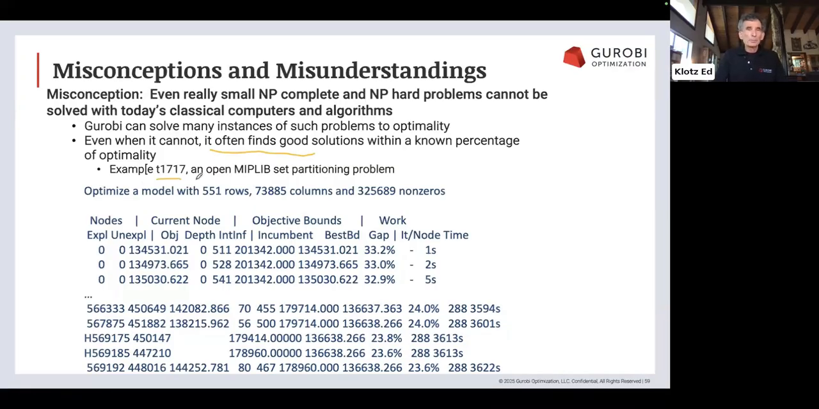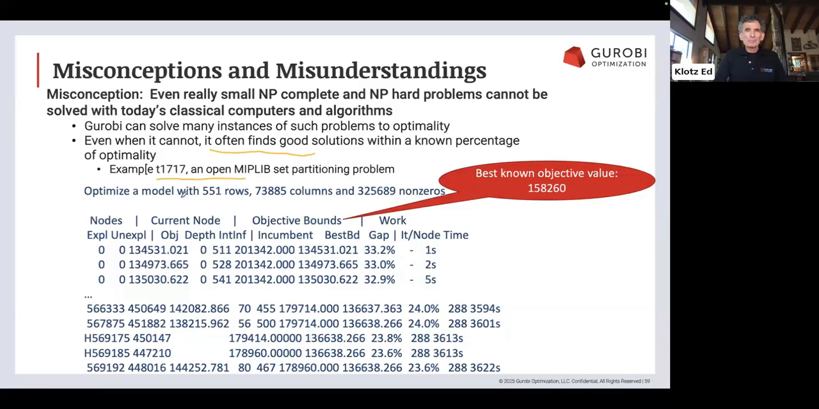And going back to this open MIPLIB problem, which is far from our finest hour, we still see that after 1 or 2 seconds, we're within 33% of optimal, and then we're within 24% of optimal at the 1 hour mark. And again, the best known objective, though I think it was attained with a run that went for many, many hours, is significantly better than this. So we still are doing something.